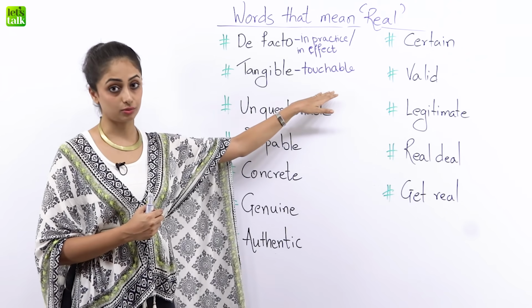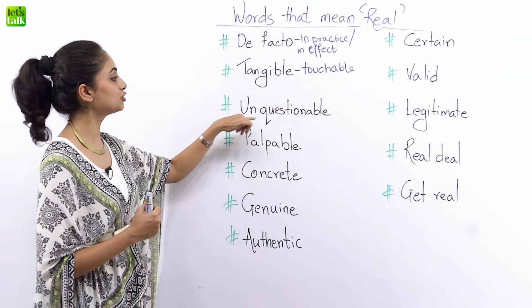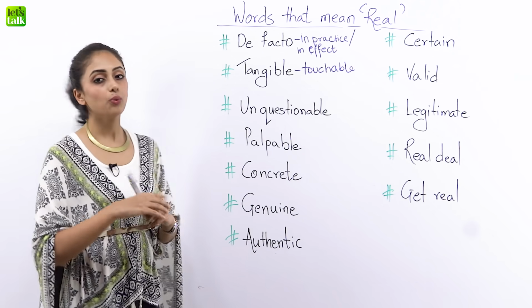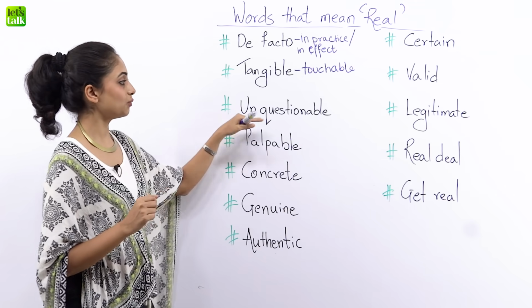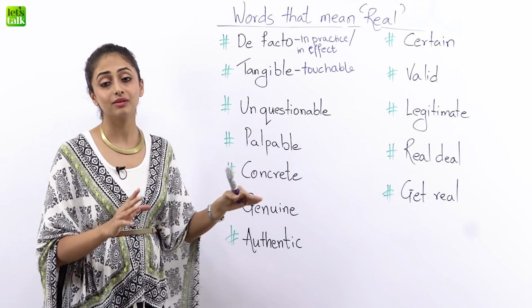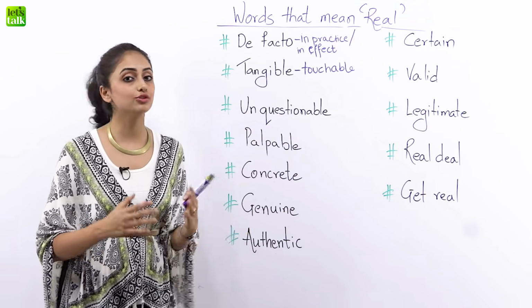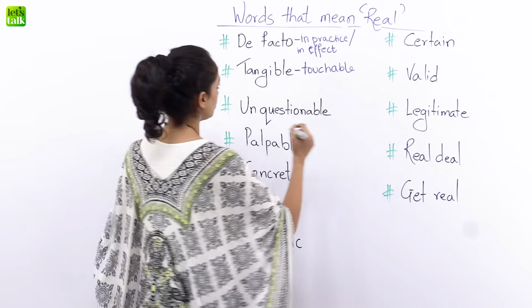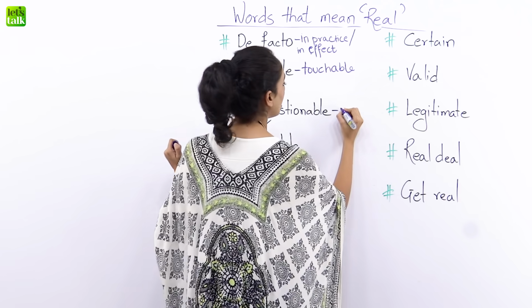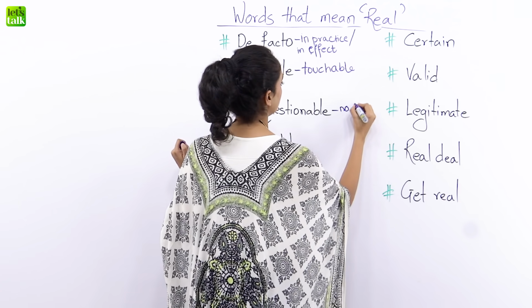Tangible is touchable. From here, we're going to move on to unquestionable. Well, the reason why I have this on board is because these things, when it comes to unquestionable, anything which is so real that you don't even need to question it, which is undoubted. Unquestionable, which is without a doubt, all right? No doubt.